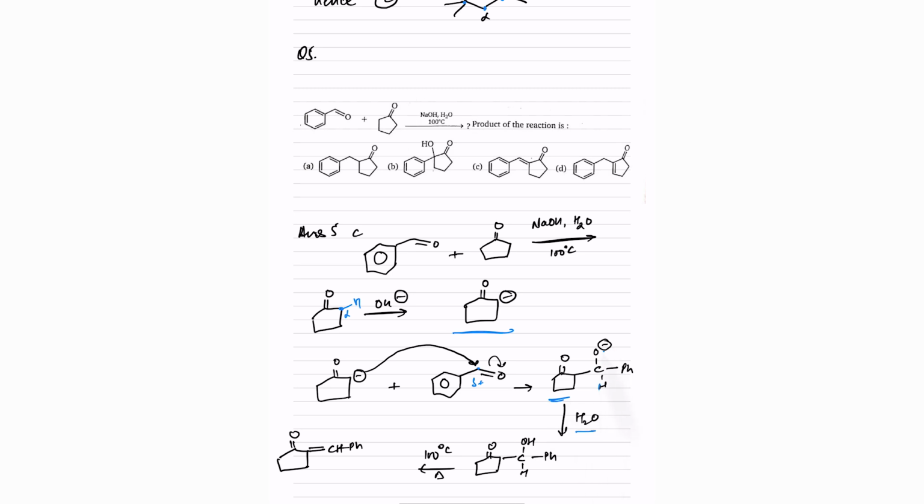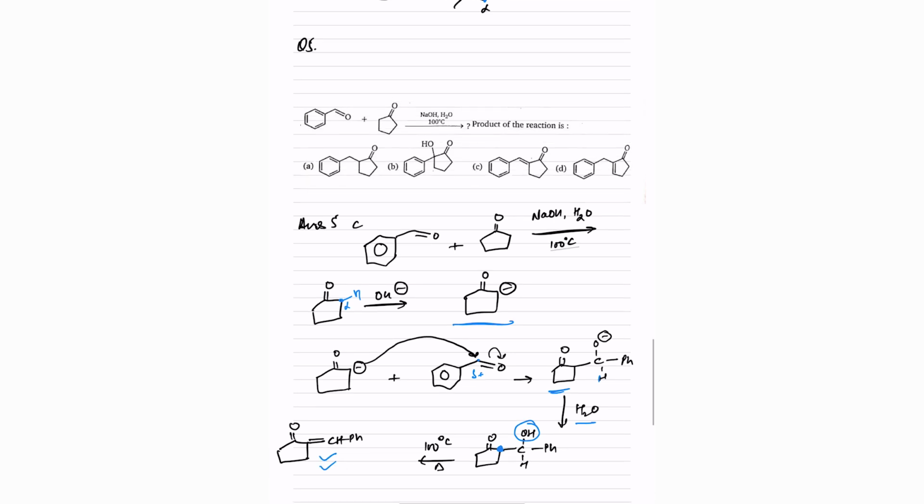Now we are adding water so that this O minus becomes OH. Adding water means the water is there in the system, in the solution, which is formed by the base and the hydrogen, and that is basically protonating this oxygen, which has a negative charge. So it has become OH. Now because the temperature is given as 100 degrees Celsius, there is going to be an elimination. So OH from here and hydrogen from this position will be removed, and this alkene, that is the alpha beta unsaturated carbonyl compound, will be formed, which is your molecule C.